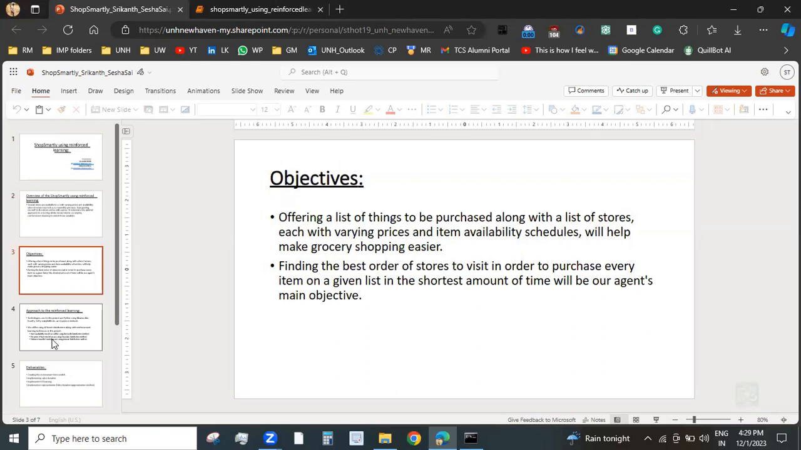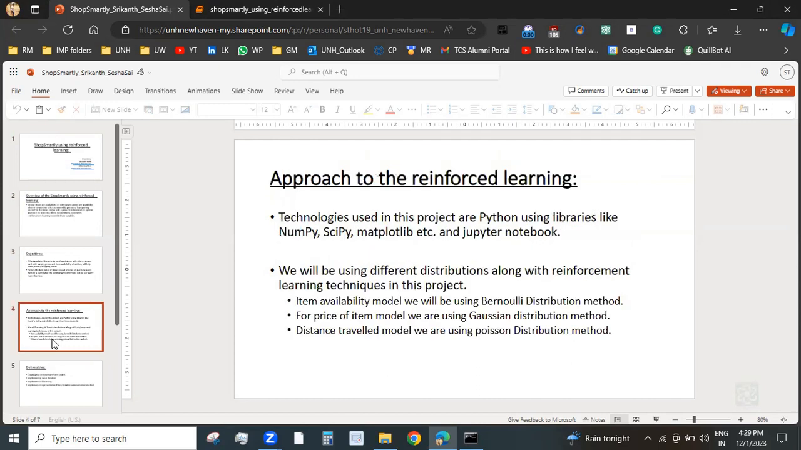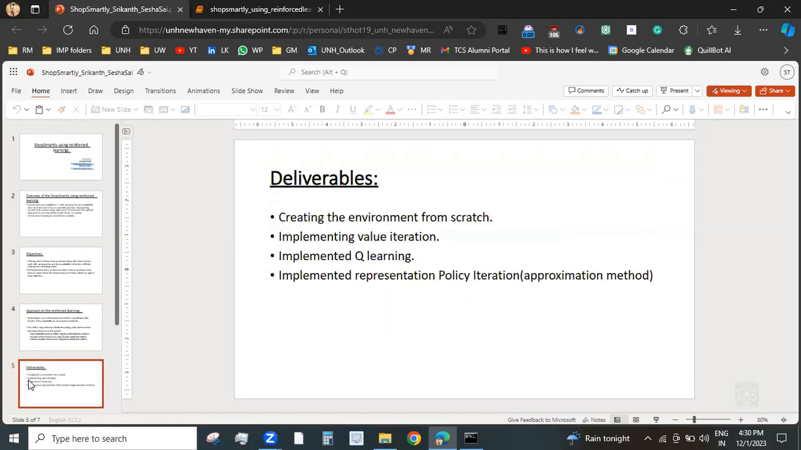So the main approach to this reinforced learning is, in this project we are mainly using technologies like Python, using libraries NumPy, SciPy, Matplotlib, and Jupyter Notebook, and we are also using different distributions in reinforced learning like Bernoulli distribution, Gaussian distribution, and Poisson distribution. And we are also using deliverables like creating a new environment from scratch, implementing value iteration, and implementing Q learning.